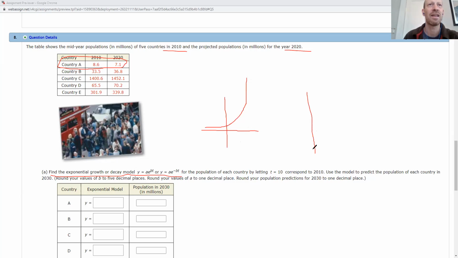Exponential decay happens with radioactive things and other things that are going away. It gets slower and slower and slower. It never goes away completely, but it has this sort of reverse curve of exponential growth. And those models are here, right? So exponential growth and exponential decay can be modeled with these exponential functions. Decay is going to have a negative value in the exponent, and growth is going to have a positive value in the exponent.